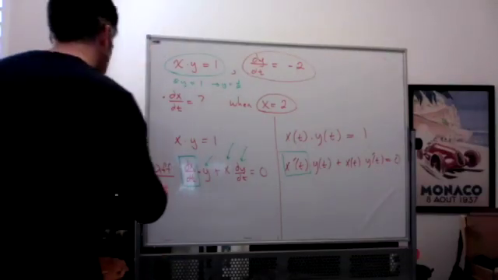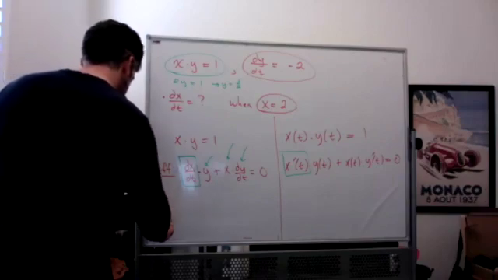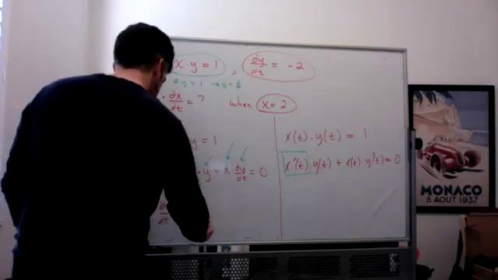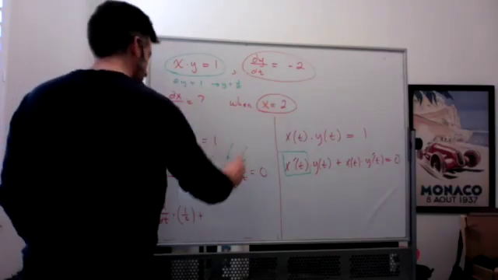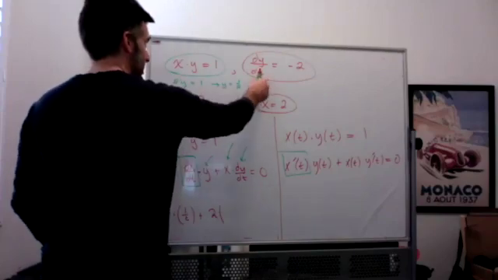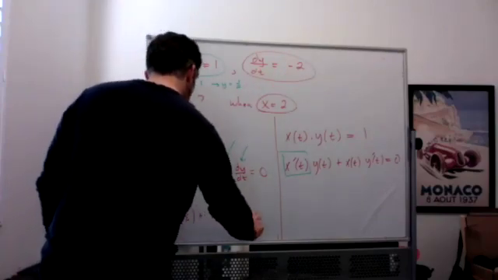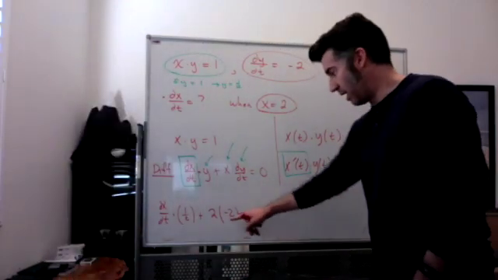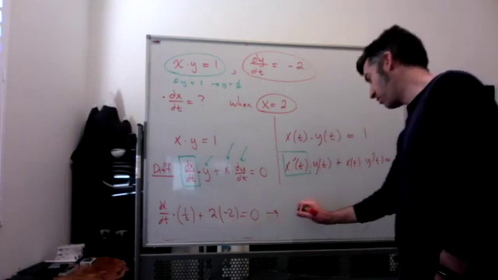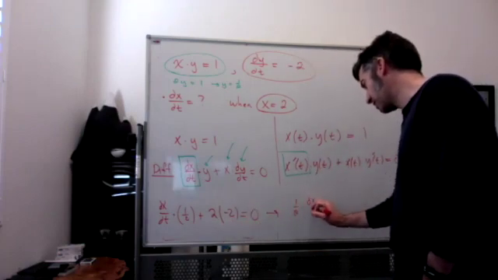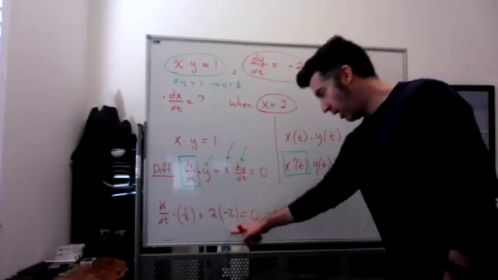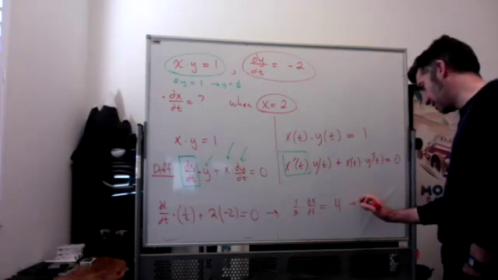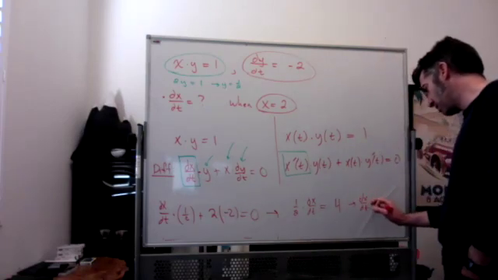Here's what we've got. We've got dx dt times y, which is 1/2, plus x, which is 2, times dy dt, which is -2, equals 0. Solving for dx dt, I'm going to add 4 to both sides. So I'm going to have 1/2 times dx dt equal to +4. And then multiply both sides by 2 to get dx dt equals my favorite number. It's equal to 8.